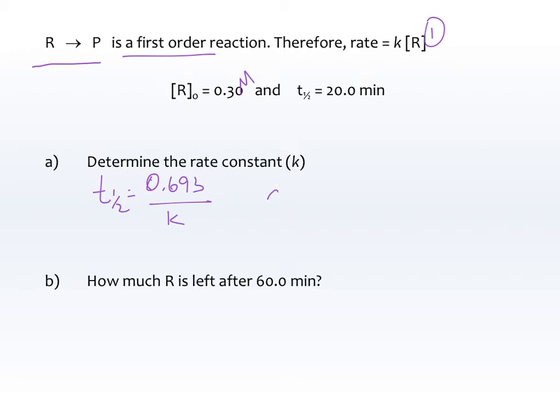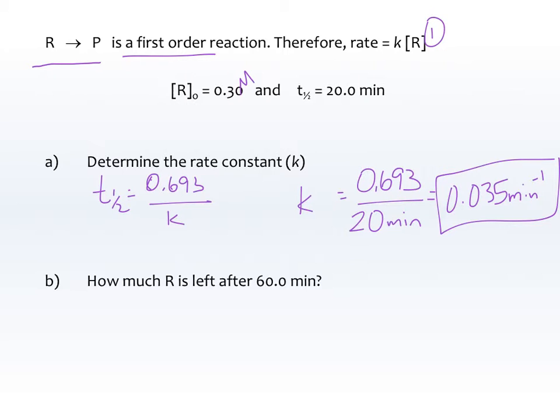So I know the half-life is 20 minutes, and 0.693 is a constant divided by k. So then I can rearrange and multiply both sides by k and divide both sides by 20 minutes, and I end up with k is equal to 0.693 divided by 20 minutes, which is 0.035 per minute.